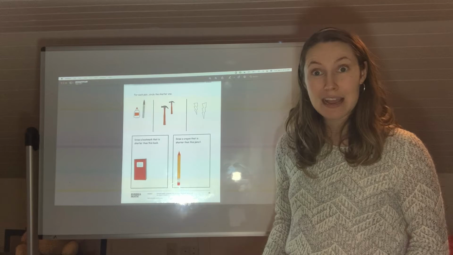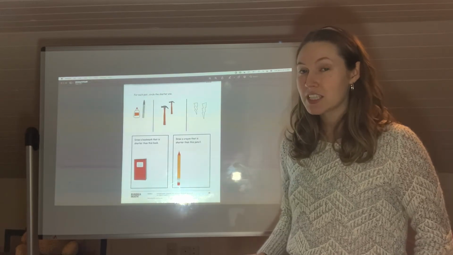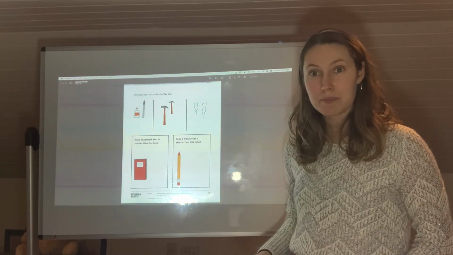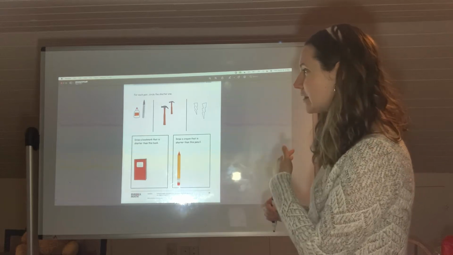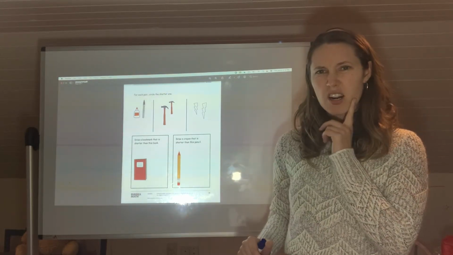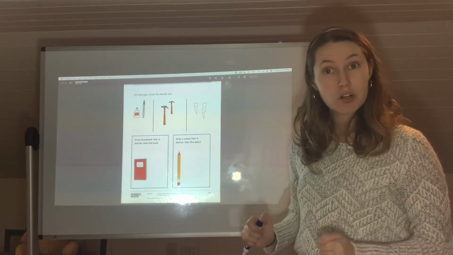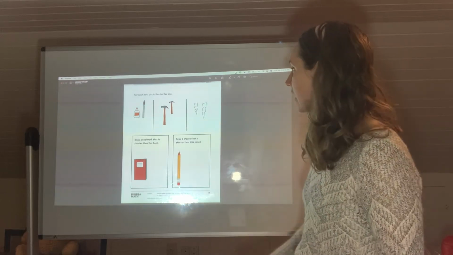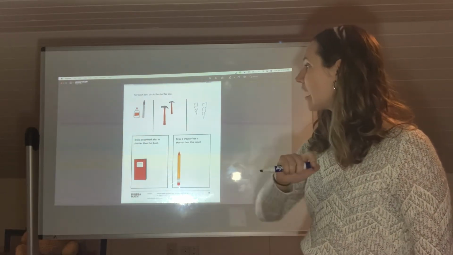So this time we're looking at something similar. Some of our endpoints might not match up, so we have to look at the whole item and think, is that shorter? And we're going to circle the shorter one this time. So first, I have my glue and my pen.